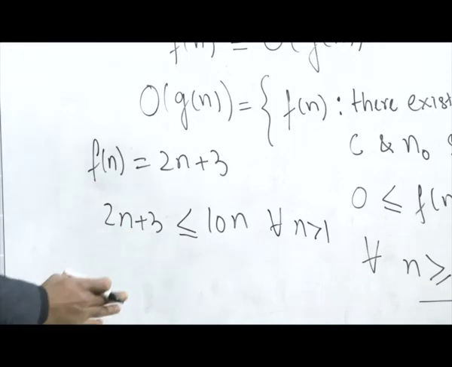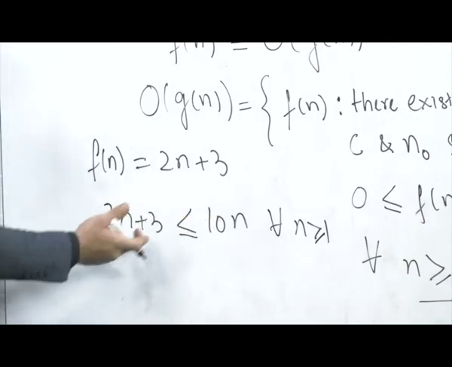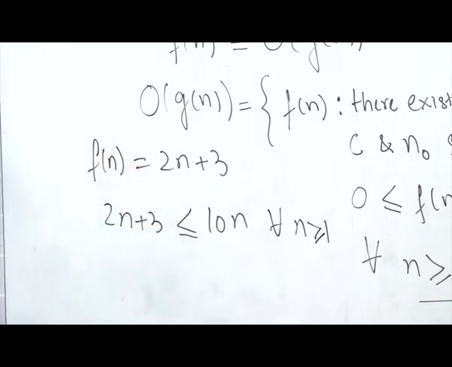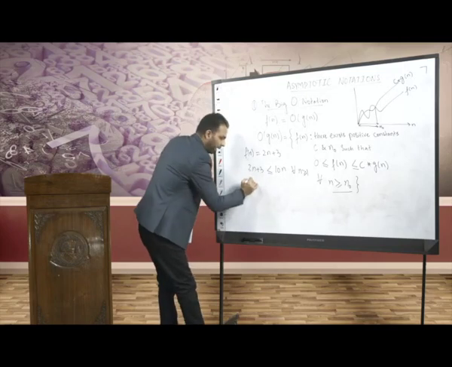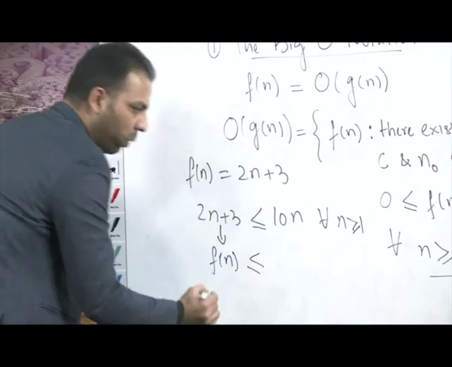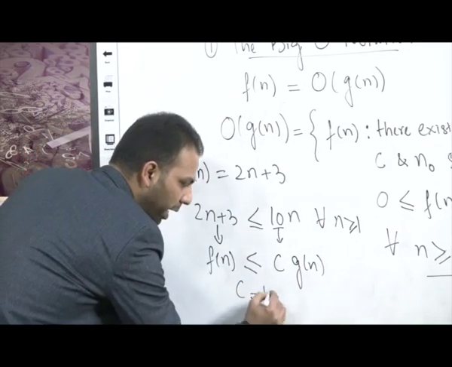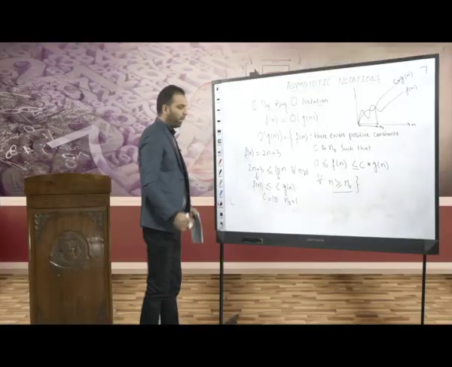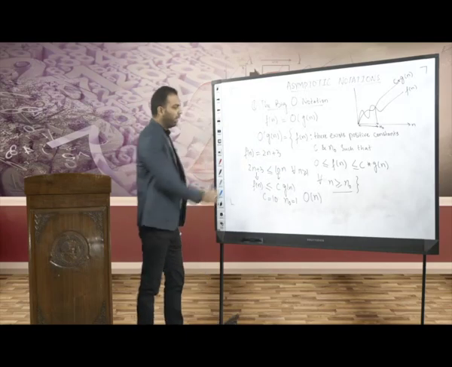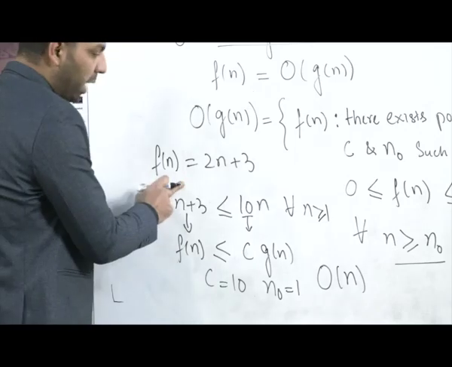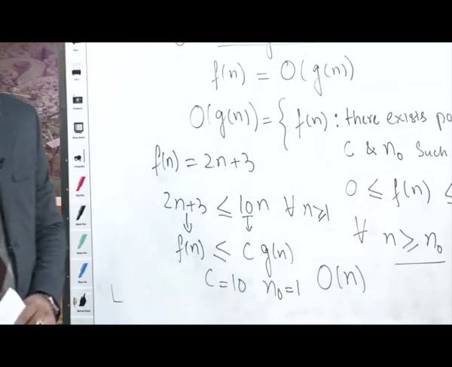If I see this function, for every value greater than or equal to 1, if I substitute, say 1, that will be 2 plus 3 is 5, which is less than or equal to 10, and so on. When you use any value greater than or equal to 1, this will always be true. So when this is true, what are you writing actually? f of n is less than or equal to c times g of n, where this 10 is your c and this n is your g of n. So here c is equal to 10 and n0 is equal to 1. That is why you can say that f of n is order of n, because g of n is n.